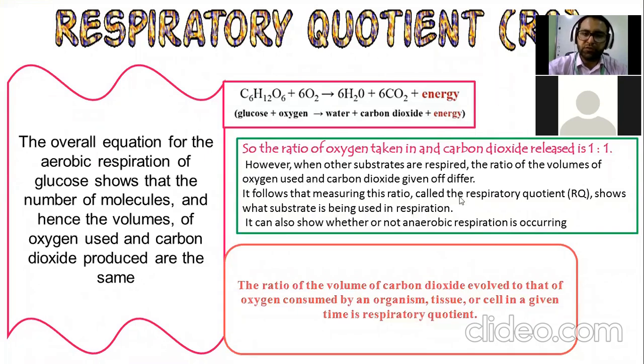Respiratory quotient is actually the ratio of oxygen taken in to carbon dioxide released. When substrates are respired, the ratio of the volume of oxygen used and carbon dioxide given off is different. This ratio is called the respiratory quotient. It shows us which substrate is being used in respiration.